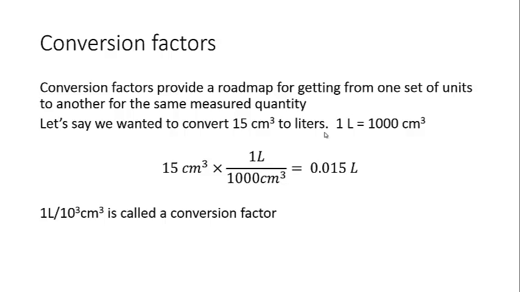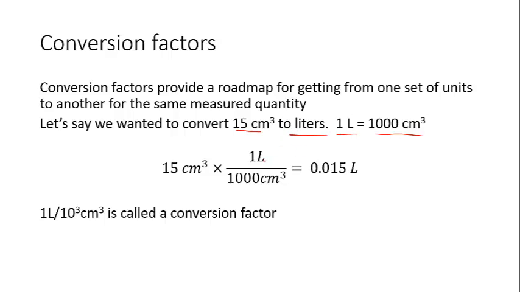And the reason that they're so important is because conversion factors provide a roadmap for getting from one set of units to another for the same measured quantity. For instance, let's say that we wanted to convert 15 cubic centimeters into liters. Well, we know that 1 liter is equal to 1,000 cubic centimeters. So converting from cubic centimeters to liters isn't very difficult.